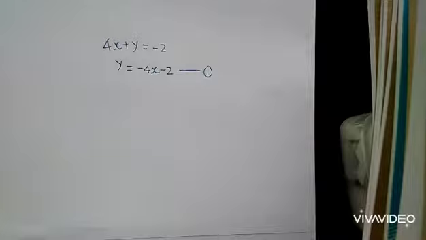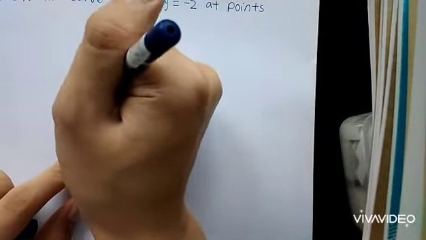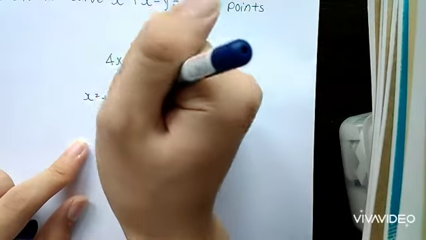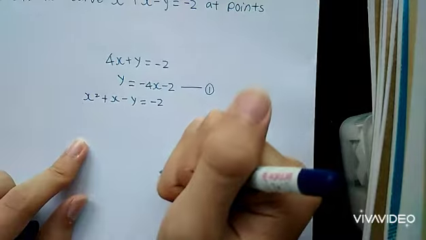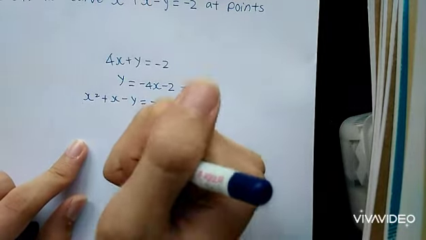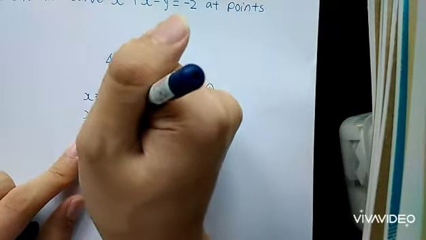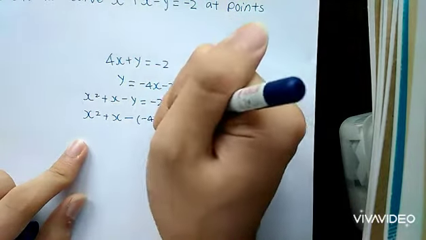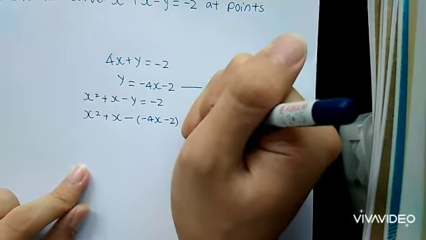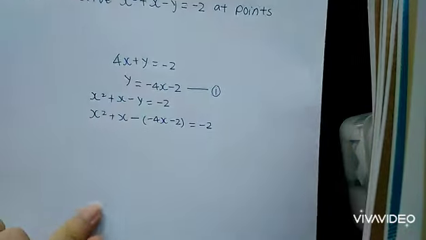Next, we just sub in the values, everything in terms of x. So, the equation is x squared plus x minus y equals negative 2. So, if we sub that in, then we get x squared plus x. Remember your bracket, replace it in terms of x, and there you go.